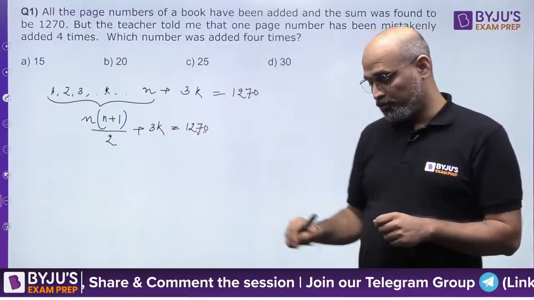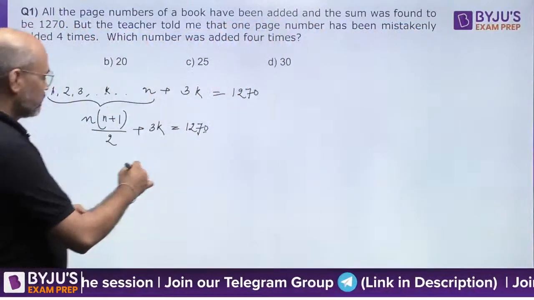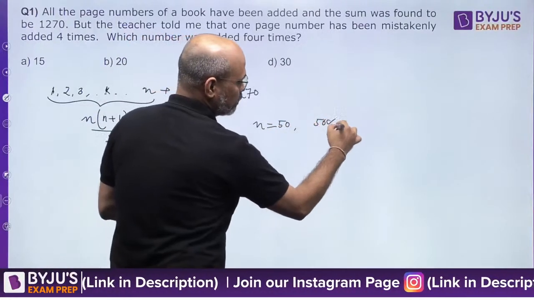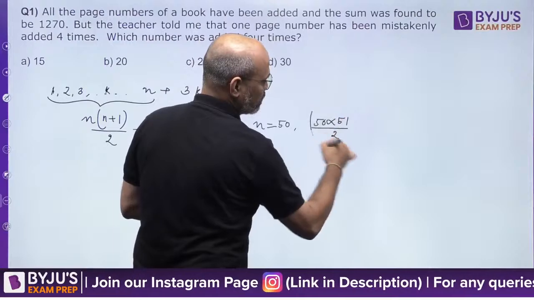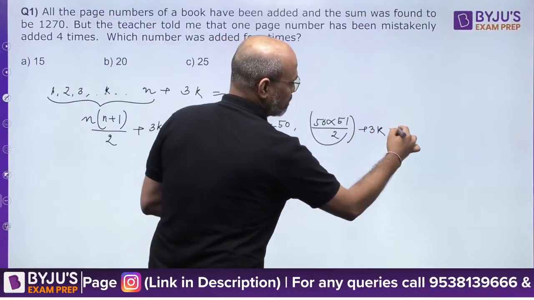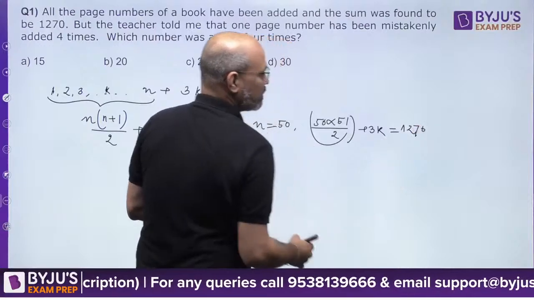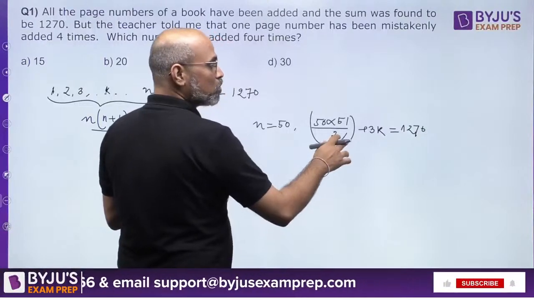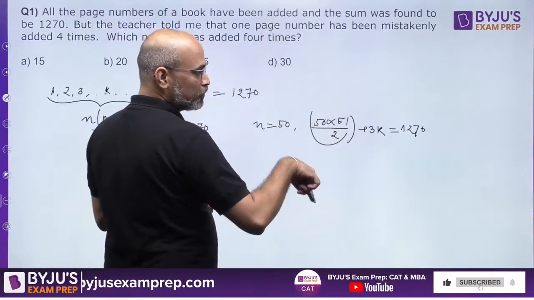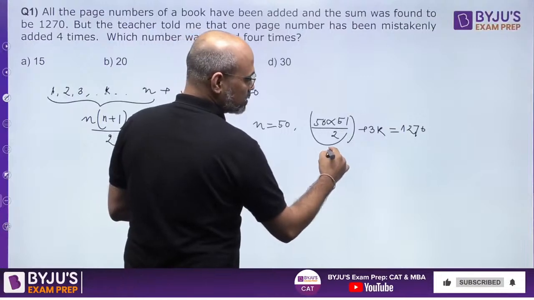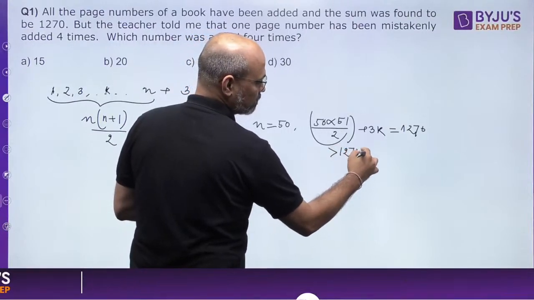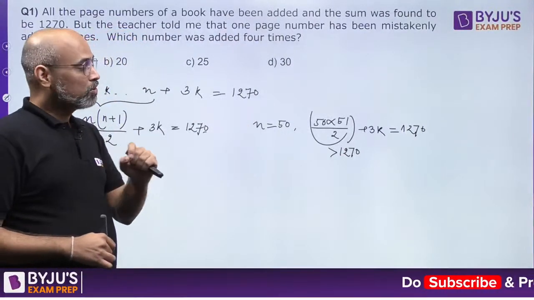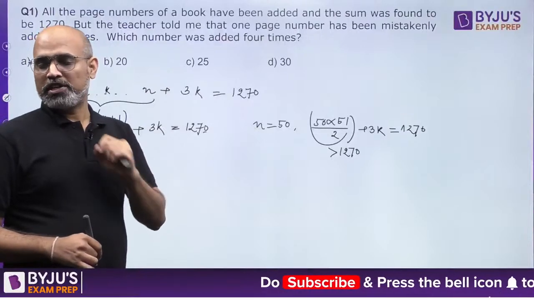So for n is equal to 50, you are going to get 50 into 51 whole divided by 2 plus 3 times of some number is equal to 1270. This value, if you calculate 50 into 51 divided by 2, is going to be 1275. This is going to be more than 1270. So k will turn out to be negative. That will be an issue. So we cannot take 50. What value of n shall we put here?